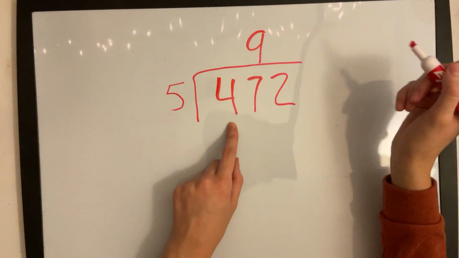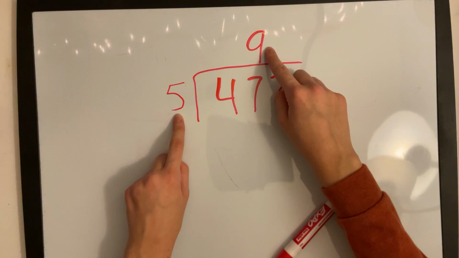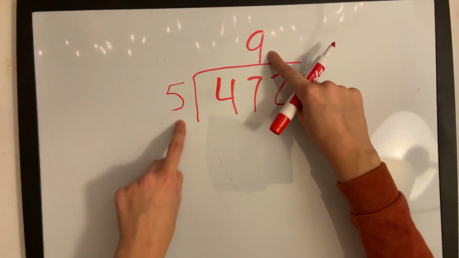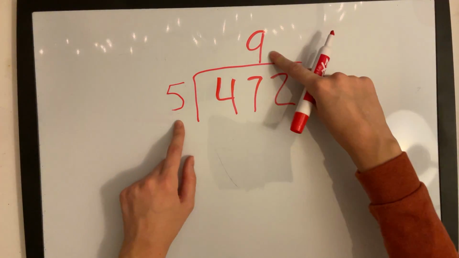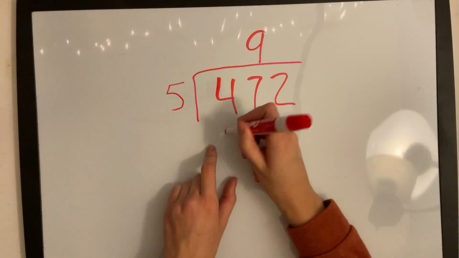The next step, of course, is to multiply. When I say multiply, I'm talking about these two numbers now. The number that we just put there and this number right here, the divisor. 9 times 5 is 45. I'm going to write it underneath.